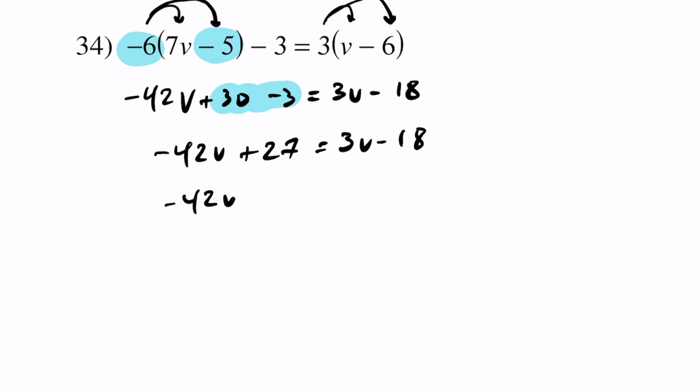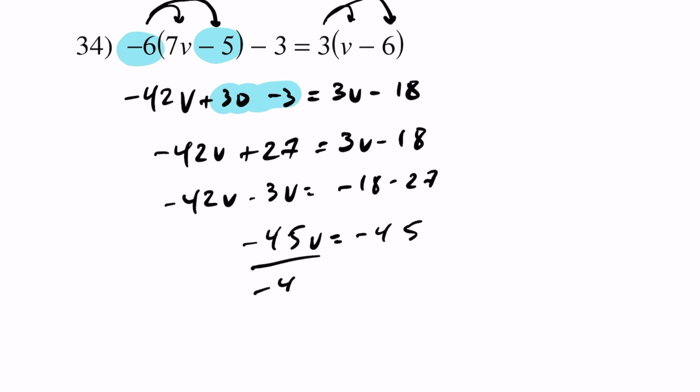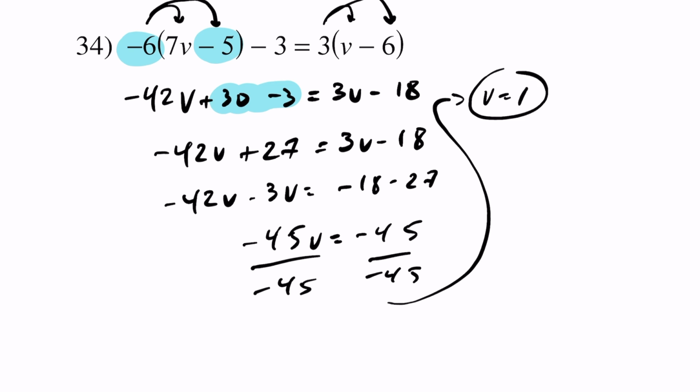And go ahead and bring the v's to one side and the numbers to the other, in which case I get minus 45v is minus 45. Divide across by negative 45. And we get v equals 1.